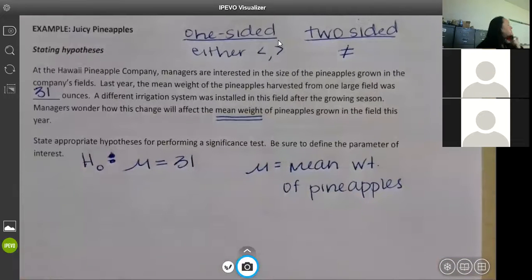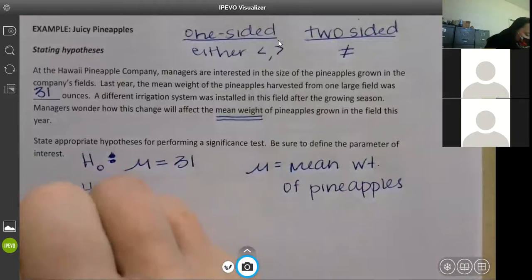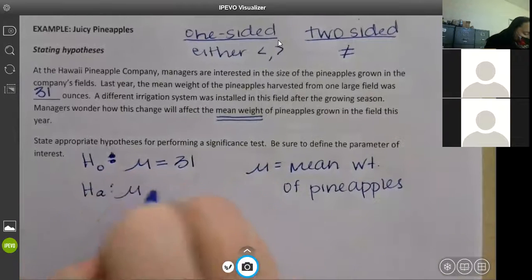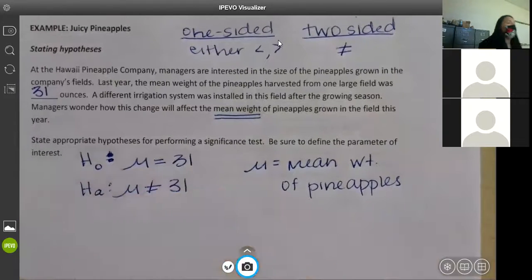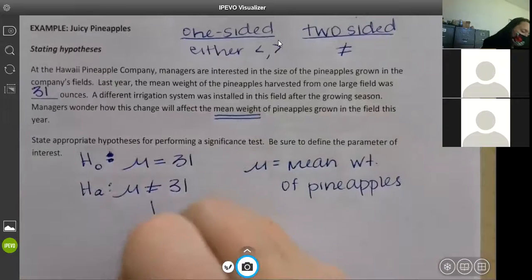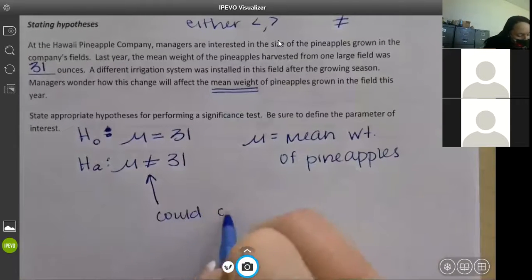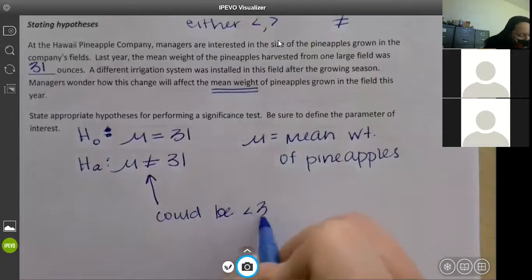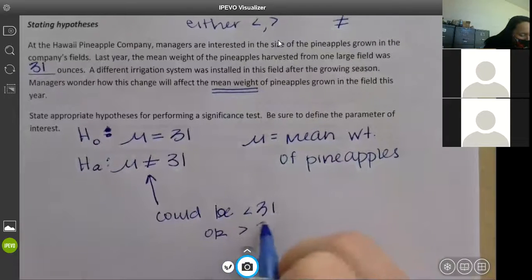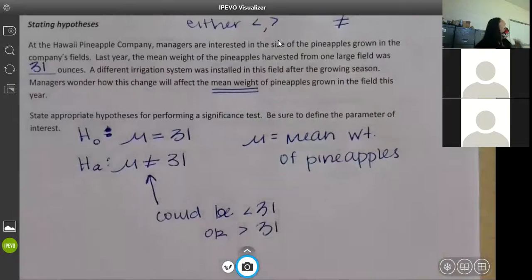Okay, I would be as specific as possible when you're doing your final exam. I don't care right now. Your alternate is going to be that the mean does not equal 31. Why does it not equal 31? It doesn't give you a specific side. So it could be less than 31 or greater than 31. So we just say that it's not equal to it. Okay, so those are the weird ones. That makes it two-sided.